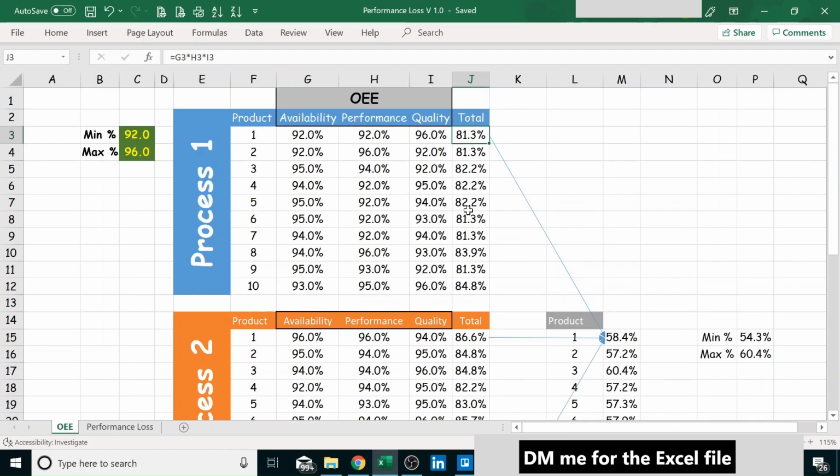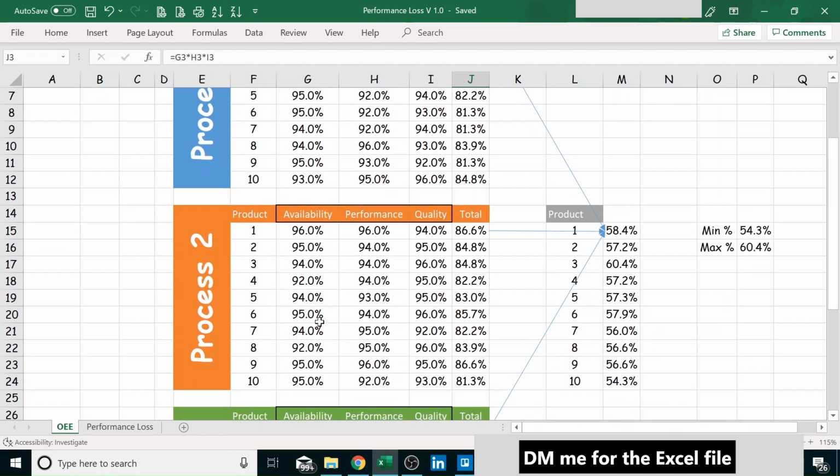We started with numbers that didn't look too bad. We ended up with a number that is really bad. That means that basically for any of these 10 products, our maximum would be about 60 and our minimum would be about 54.